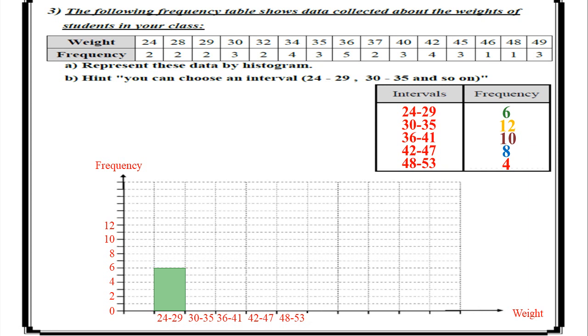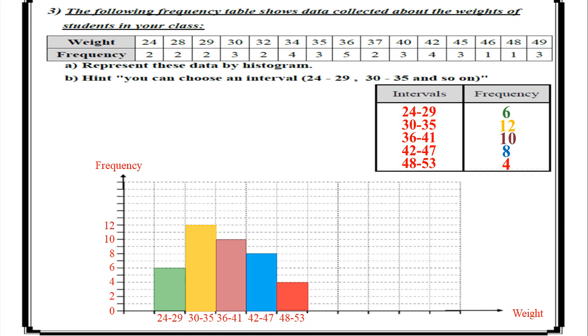I will start. The first interval is from 24 to 29. I have 6 students. The second interval from 30 to 35. I have 12 students. The third interval is from 36 to 41. I have 10 students. The fourth interval from 42 to 47. I have 8 students. The fifth interval from 48 to 53.